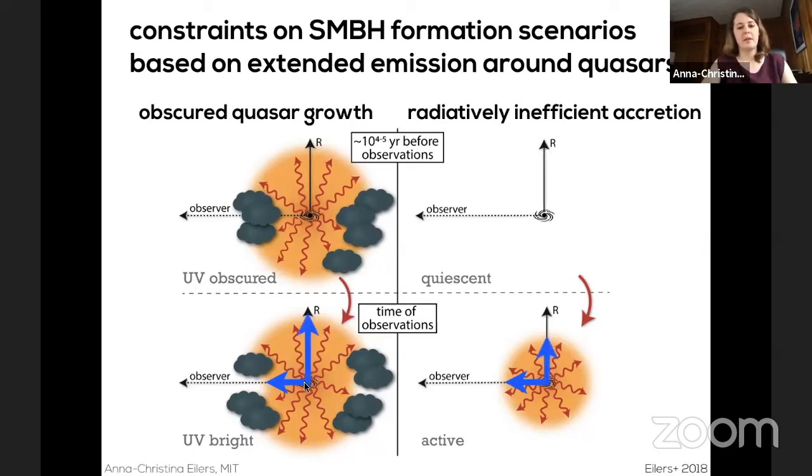And these two scenarios result, as I said, in a very similar spectrum, namely showing a small proximity zone, but the emission perpendicular to the line of sight, in the transverse direction, would be very different. So in one case, it would be extended if the quasar has been shining in the unobscured direction for a longer time, whereas it would be truncated if the quasar had actually just turned on.